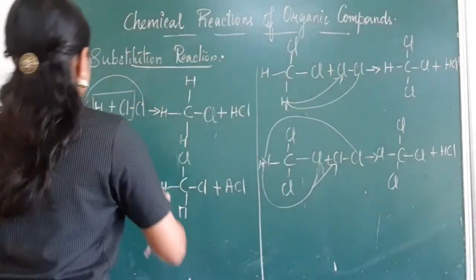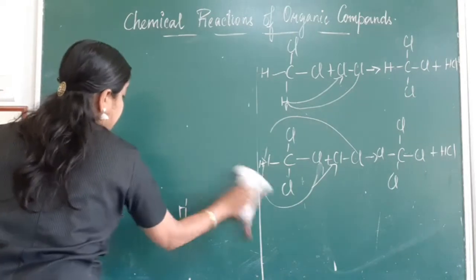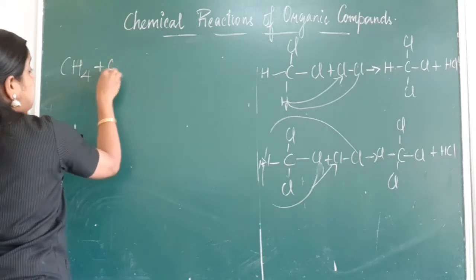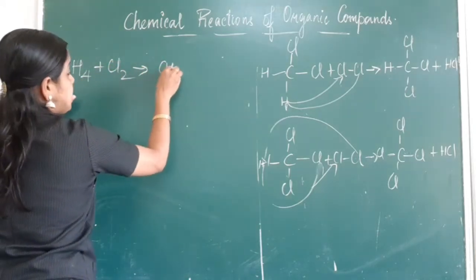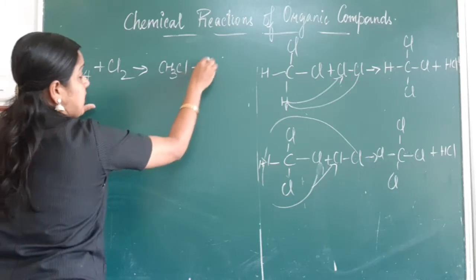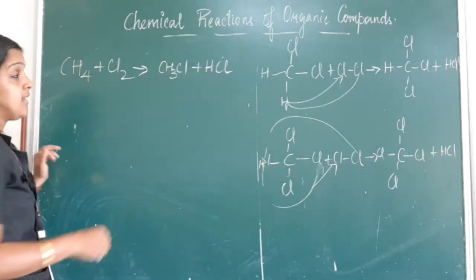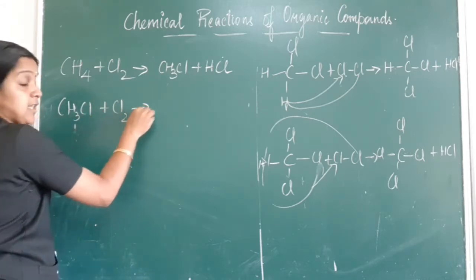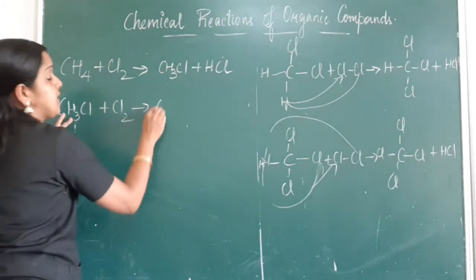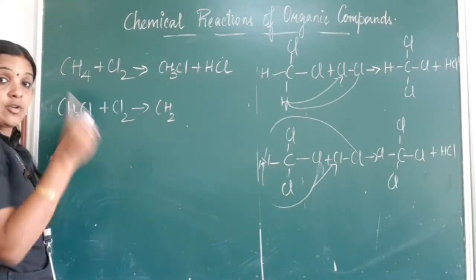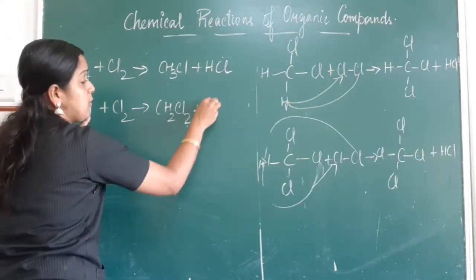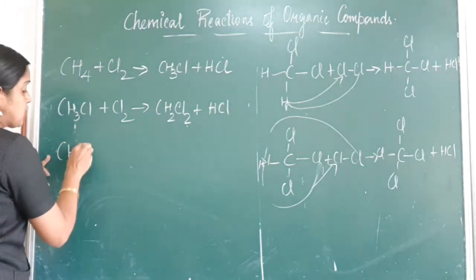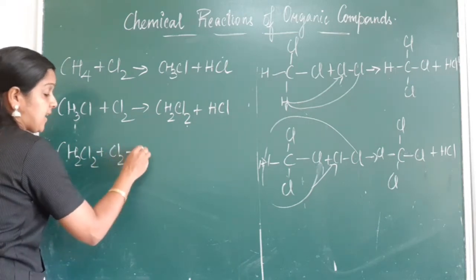To be precise, how can we write it in the simple form? To write it in simple form, I can write like this: CH4 plus Cl2 gives CH3Cl, and take out one hydrogen and make it HCl. In the second step, CH3Cl again combines with Cl2. Now reduce one more hydrogen here, make it CH2, add one more chlorine, becomes Cl2 plus HCl. Got it, children? The third step, CH2Cl2 will combine with chlorine again.